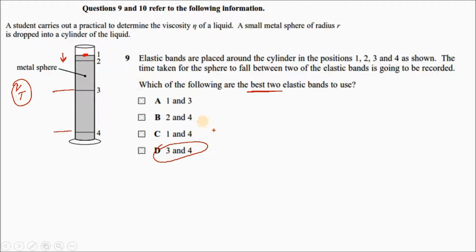Because 2 and 4 cannot be. The reason is because 2 is approximately at the start. So for 2, here we might have unbalanced force. So the best option is 3 and 4.